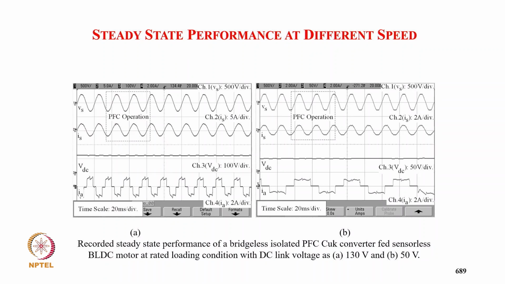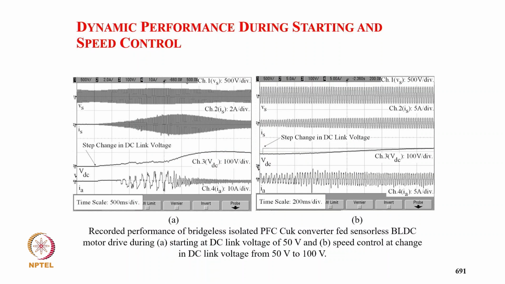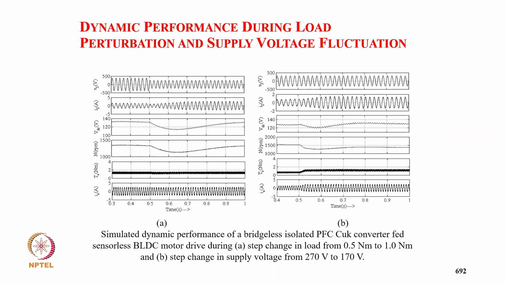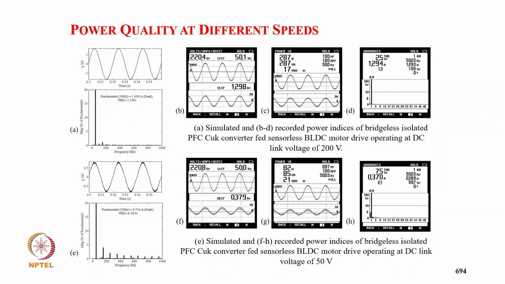The experimental result for the same 130 volt DC link and 50 volt DC link, 1300 rpm and 500 rpm. So supply voltage, supply current, then DC link voltage and winding current. Then starting performance at 50 volt DC link and speed control from 50 to 100, and then the starting of sensorless control, starting of the motor and speed control, and then the load change and supply voltage change from 270 to 170. And experimental result for the load change and supply voltage change from 270 to 200 volt.